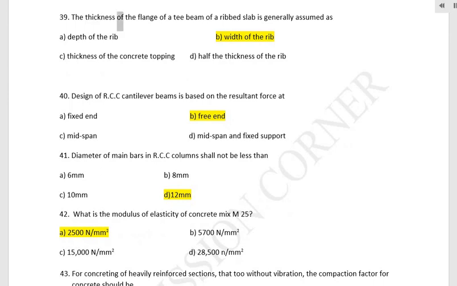39. The thickness of the flange of a T-beam of a ribbed slab is generally assumed as: A. Depth of the rib. B. Width of the rib. C. Thickness of the concrete topping. D. Half the thickness of the rib.